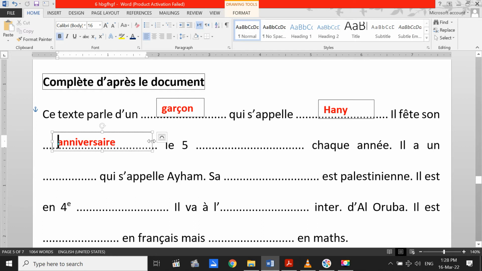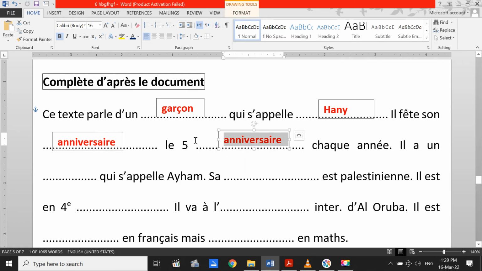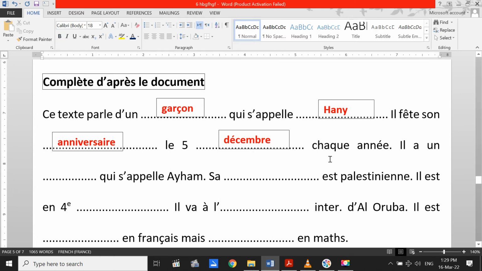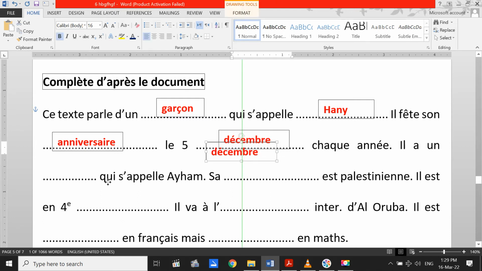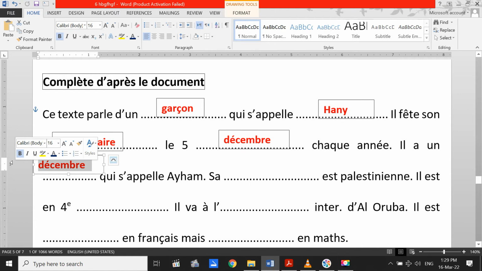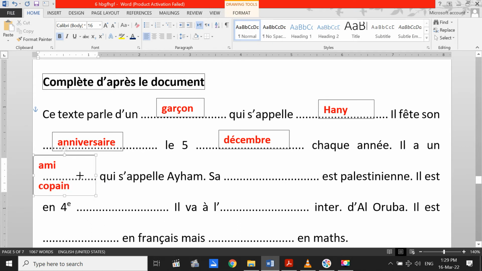Il fête son anniversaire le 5 décembre, chaque année, every year. Il a un ami qui s'appelle Ayham. It can be the word ami, or it can be the word copain. Il a un ami or copain. Both are correct. Il a un copain qui s'appelle Ayham.